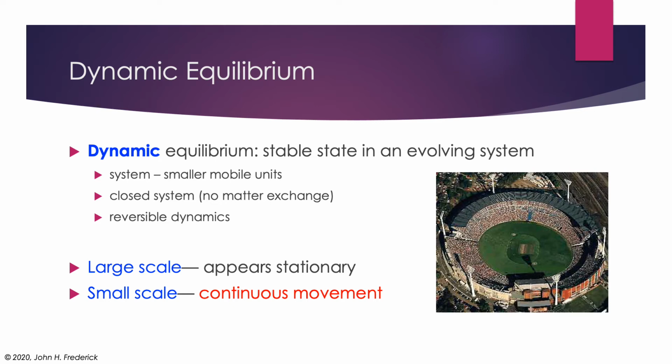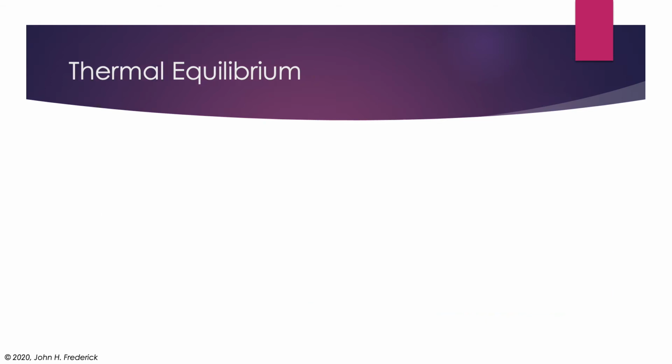But if you were down in that crowd itself, you would see that people were constantly getting up to go get refreshments or go into the restroom or visit with friends in another section. They would be moving continuously, and you would be aware of that if you were there, but if you're looking at it from on high, you wouldn't be able to see all that movement. So this may be an example of a dynamic equilibrium involving people in a stadium.